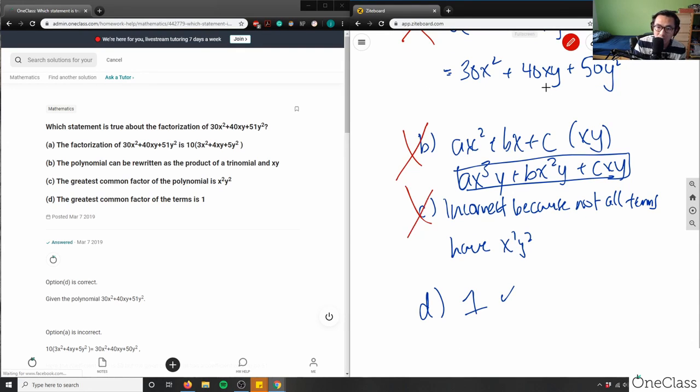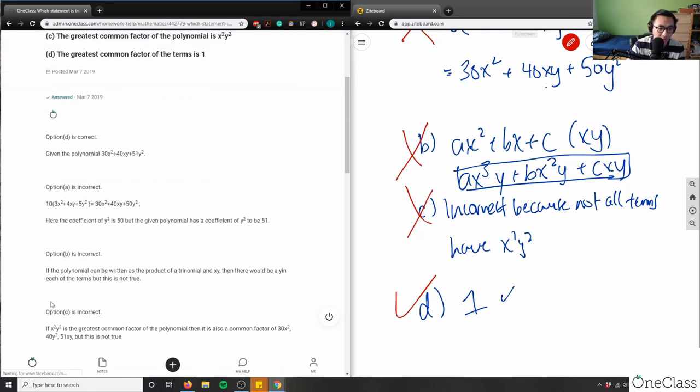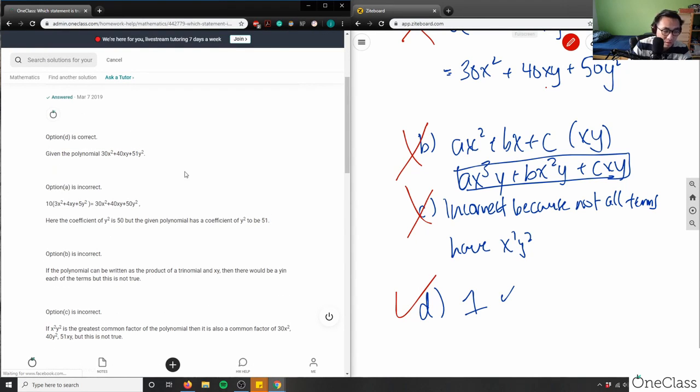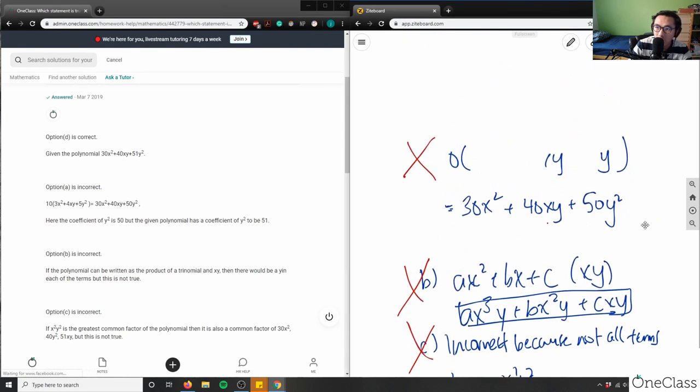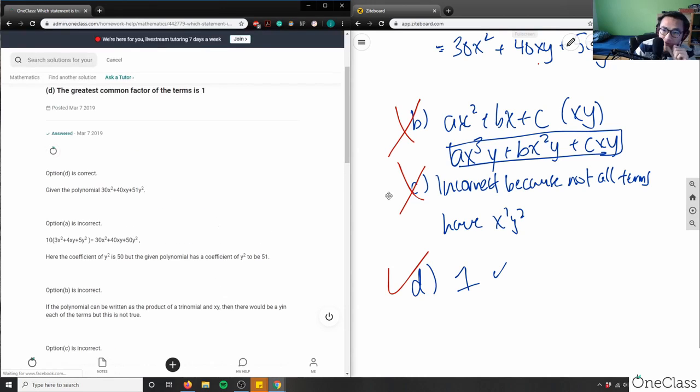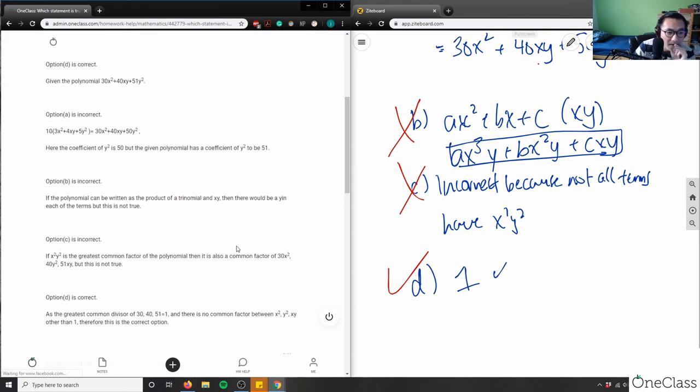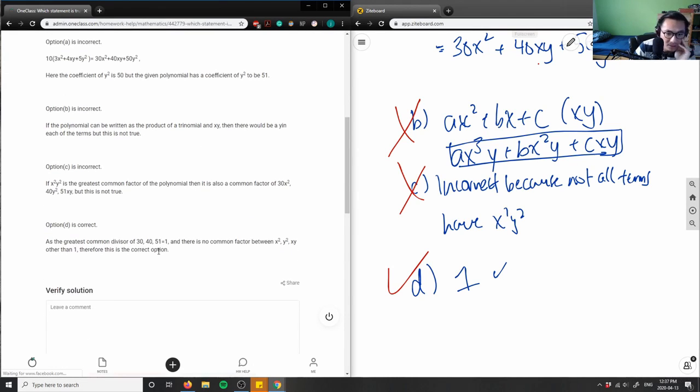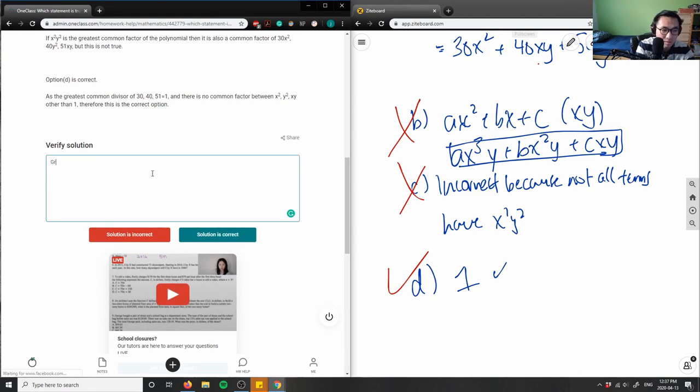Greatest common factor is 1 here. So in this case, D is correct, and that's what they wrote here. Option D is correct, because given this, good. Option A, yes, 50 compared to 51. That's what I did over here, which is correct. Option B, there would be a y in each of the terms, but this is not true. That's also correct here. And greatest common factor is not it. That's good. And option D is correct. Sweet. So great, this is a good solution, step by step. So that's good.